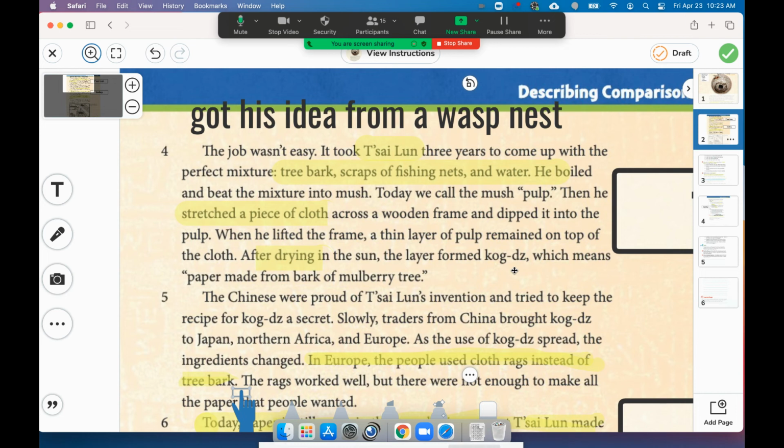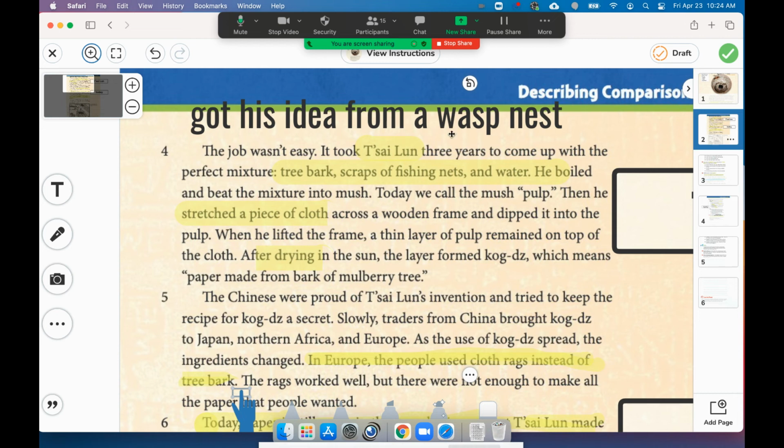Then he stretched a piece of cloth across a wooden frame and dipped it into the pulp. When he lifted the frame, a thin layer of pulp remained on top of the cloth. After drying in the sun, the layer formed kaagduz, which means paper made from bark of a mulberry tree.